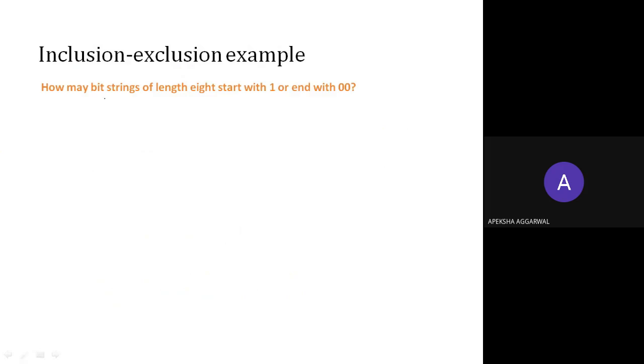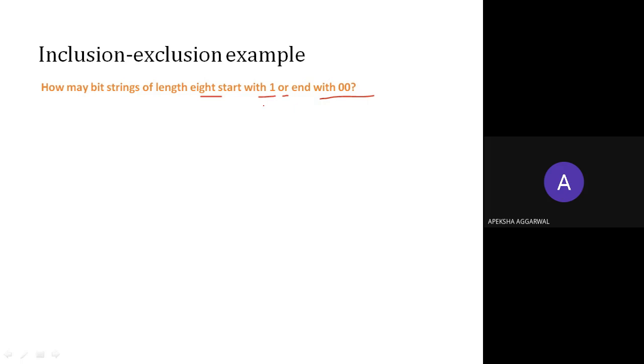Example: how many bit strings of length 8 start with 1 or end with 0 0? Now, suppose some bit strings are starting with 1 and some bit strings are ending with 0 0, but there are some common bit strings which are starting with 1 and which are ending with 0 0. So you need to subtract it, because that will be counted in bit strings starting with 1, as well as along with bit strings ending with 0 0, right? So you need to subtract it. So can you calculate this?